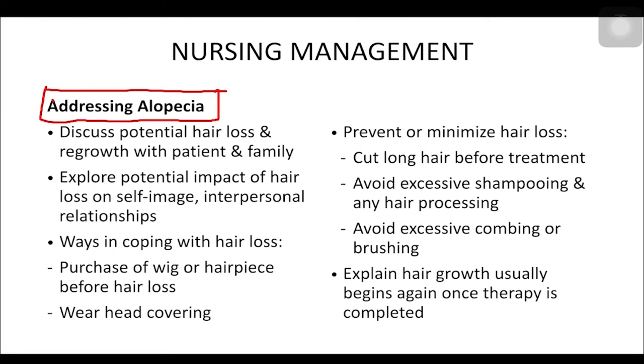He or she relies on his or her look. Okay, so you explore the potential of impact on his or her self-image or perception of self and interpersonal relationship. Help him or her plan. Diba? Usually, ganyan naman yan. So, you help out and then you would see that he or she might be depressed.